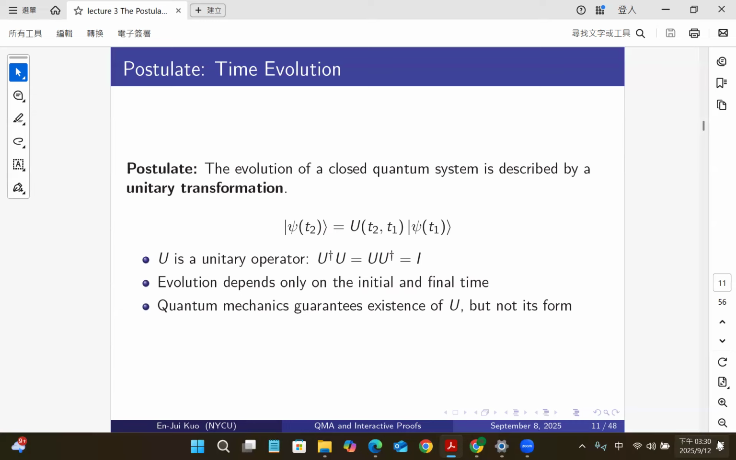So the axiom basically tells you that you only allow transformations from a state to another state by a unitary. If I want to start from one state and transform to another state, I need to apply a unitary matrix or unitary operator. So this is the evolution. Evolution depends only on the initial and final states, and it is guaranteed that such a U exists. So this is the second axiom. Basically, the second axiom tells you that if you want to build a quantum computer, you only allow unitary transformations.